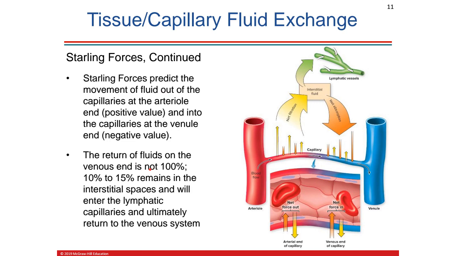The return of fluids on the venous end is not 100%. In other words, 10 to 15% remains in the interstitial spaces. And this fluid will ultimately return to the blood plasma through the lymphatic system, starting with lymphatic capillaries, going to lymphatic vessels, and then lymphatic ducts. So about 1 to 2 liters of interstitial fluid per day enters the lymphatic system. This is fluid that's essentially recycled. It comes back into the blood plasma each day.